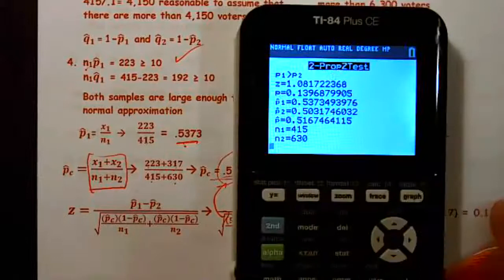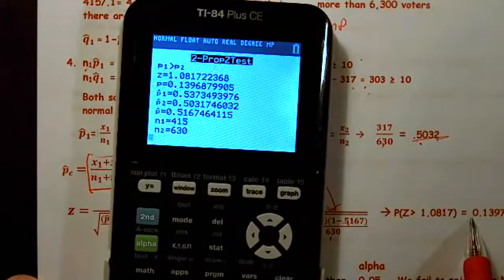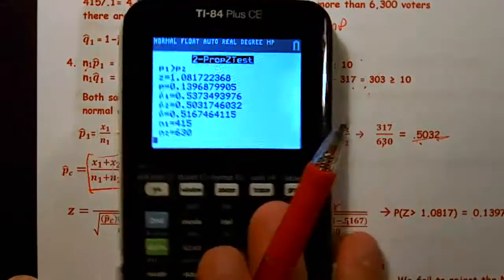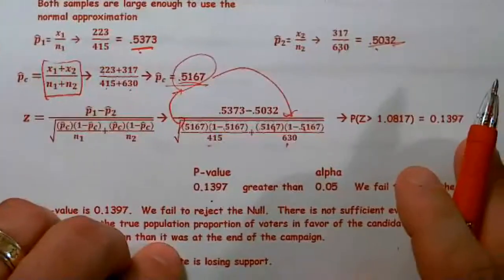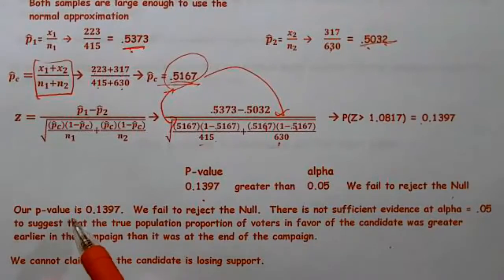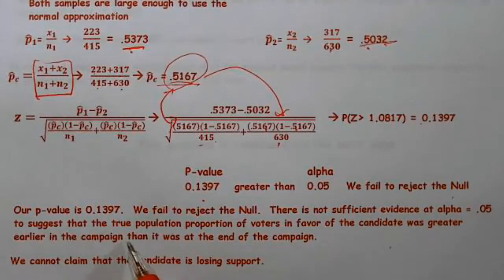And I end up getting a z-score of 1.081 and an associated probability of 0.1396. So about 13 to 14%. Well, that p-value of 14% is greater than our alpha of 0.05, so we fail to reject. We write our conclusion. Our p-value is 0.1397. We fail to reject the null. There is not sufficient evidence at alpha equal 0.05 to suggest that the true population proportion of voters in favor of the candidate was greater earlier in the campaign than it was at the end of the campaign.